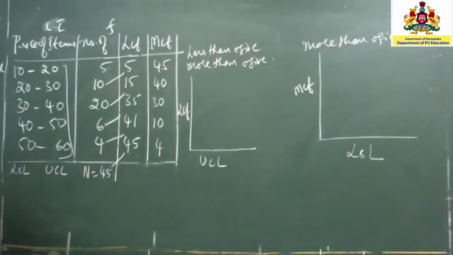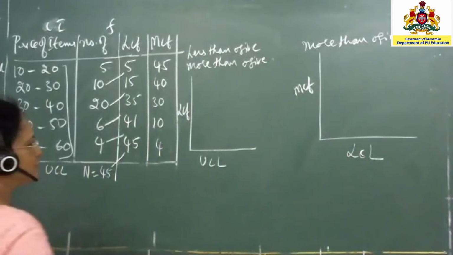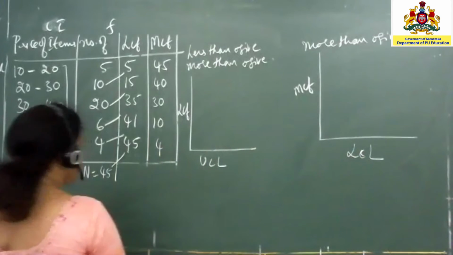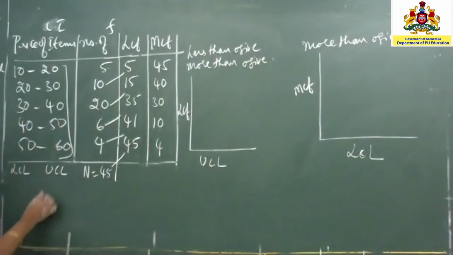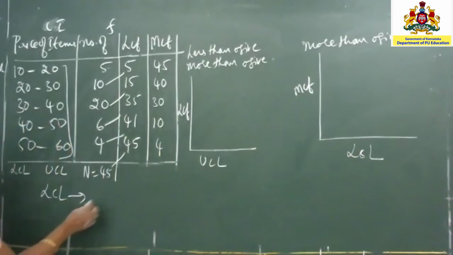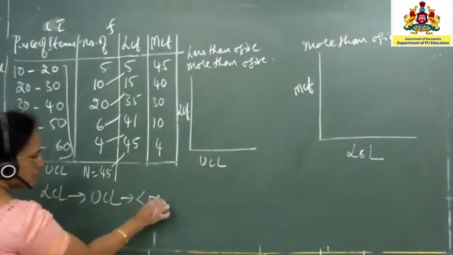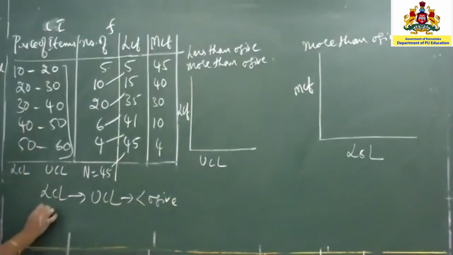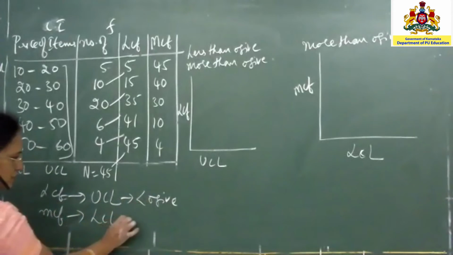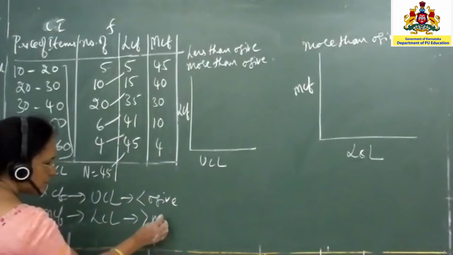Now for this problem I shall draw both the curves. Now you can find out the difference between the two. Okay. So I will write it here. So LCL and UCL for which one? Less than Ogive. So another one is LCL. Okay. Now another one is what? MCF for which one? More than Ogive.